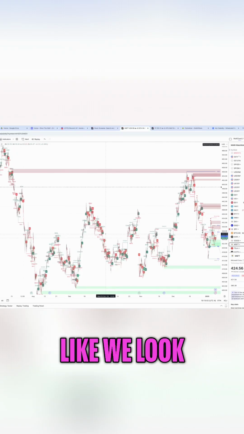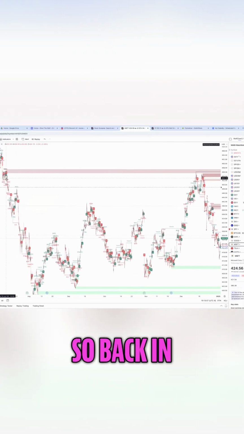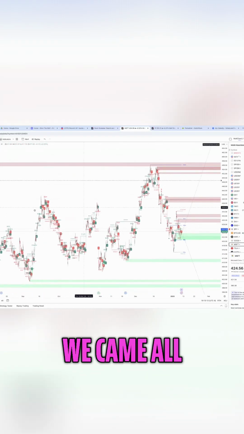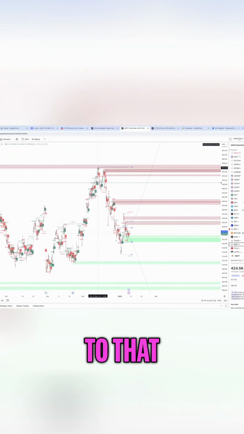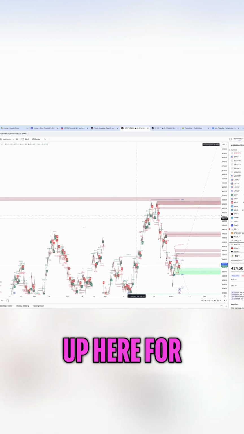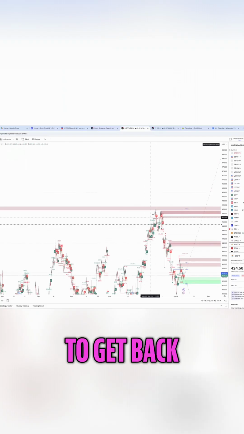And so like we look at here, I'm zoomed all the way out, but this is the 15-minute time frame. Back in July, they sold Microsoft off from up here, and look what happened. We came all the way over here, and we got back up to that range. So we came and created this zone way back here in July, and it took all the way into December to get back to this zone for Microsoft.